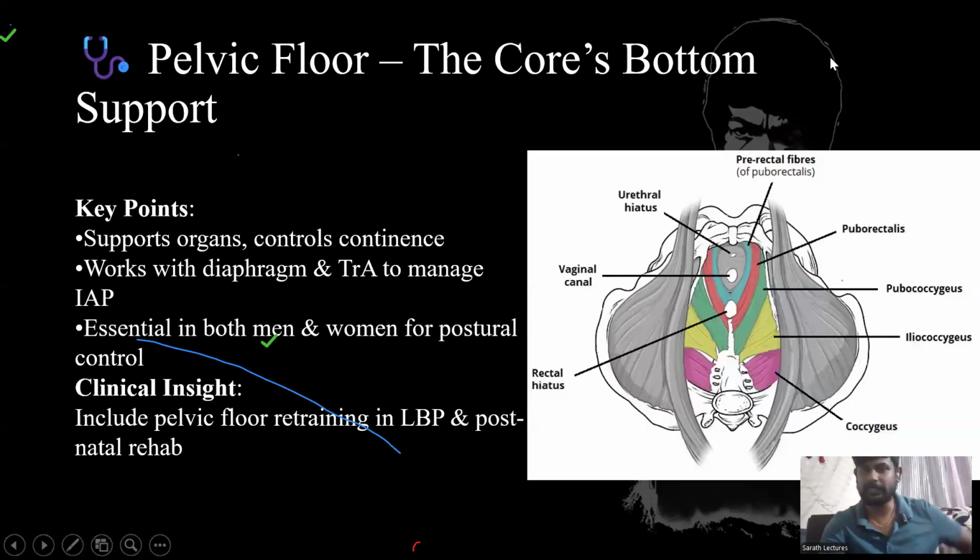Now, my dear students, see here. There is a muscle called levator ani in the pelvic floor, which consists of three muscle groups. One is puborectalis, second is pubococcygeus, and one more is iliococcygeus. These three muscles are collectively known as levator ani. Keep that in mind.